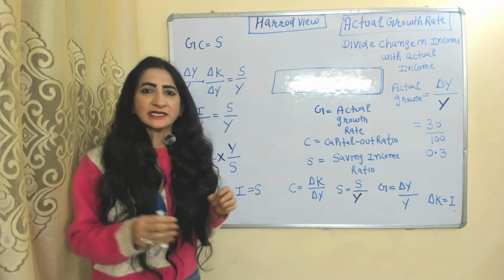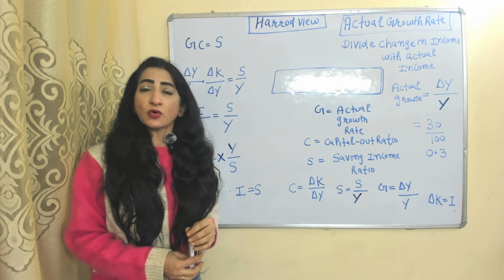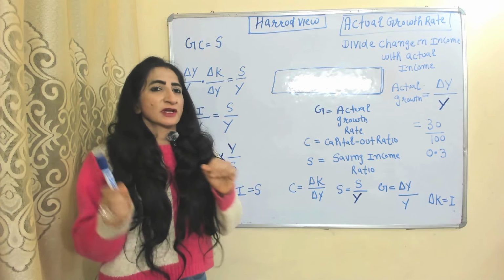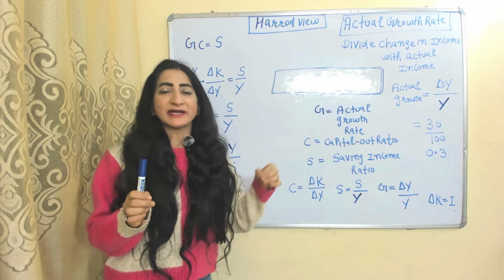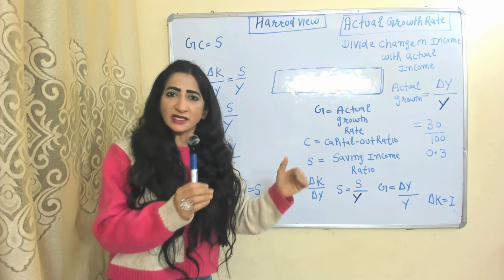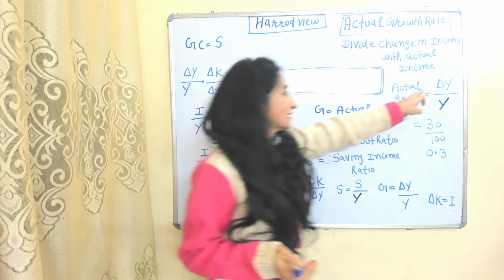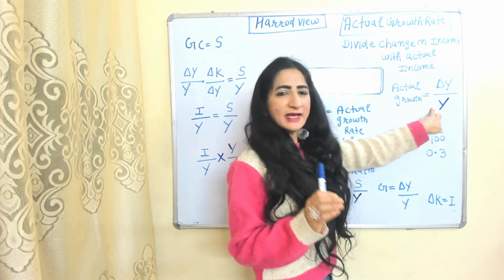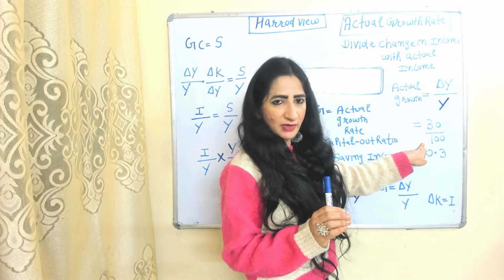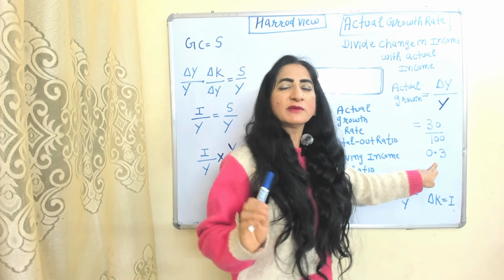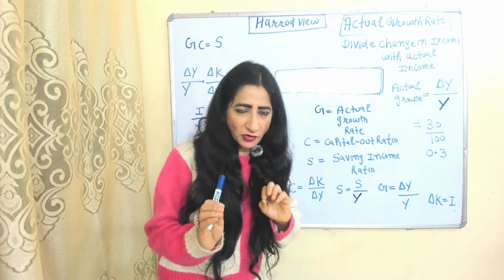First of all, we will see Harrod's views. Harrod talks about three types of growth. First is the actual growth rate. We can calculate the actual growth rate by dividing change in income by actual income: delta Y over Y, where delta Y is change in income and Y is actual income. For example, change in income 30, actual income 100, so 0.3 will be the actual growth rate of the economy.